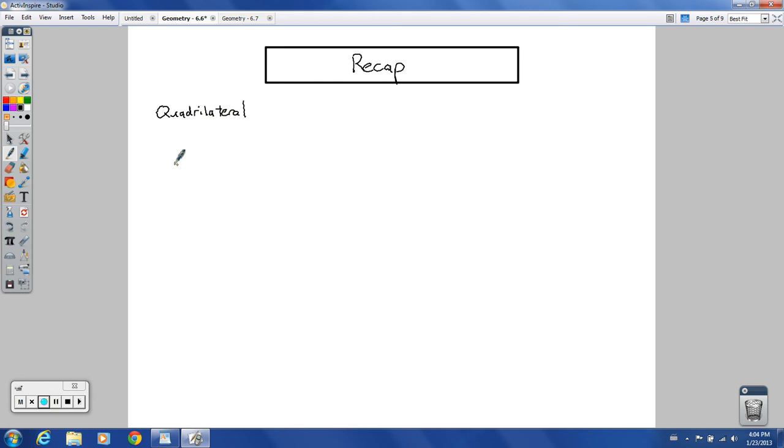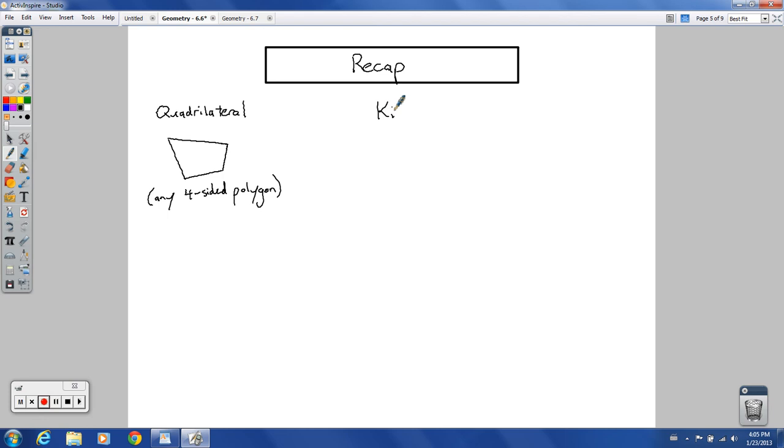A quadrilateral is any four-sided polygon, so it's got nothing really special about it. It could have some special things going on with it, but we say generally quadrilateral, it doesn't have to look like that. It's just one type of quadrilateral, one example of a quadrilateral. So it's any four-sided polygon.